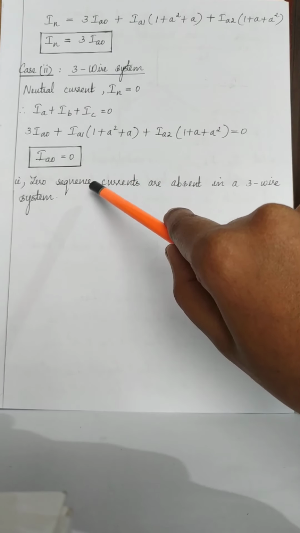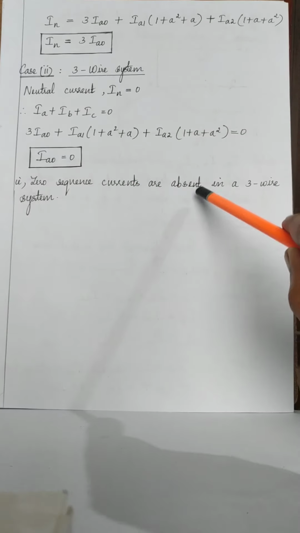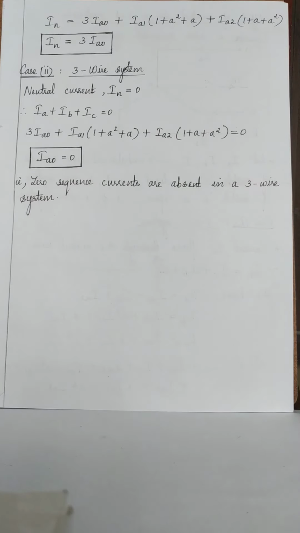What do we infer from this? Zero sequence currents are absent in a three-wire system. The unbalanced currents will flow through the neutral wire. In the case of a four-wire system, 3 IA0 flows through the neutral wire. In the case of a three-wire system, IA0 will be equal to 0 since IN is equal to 0.